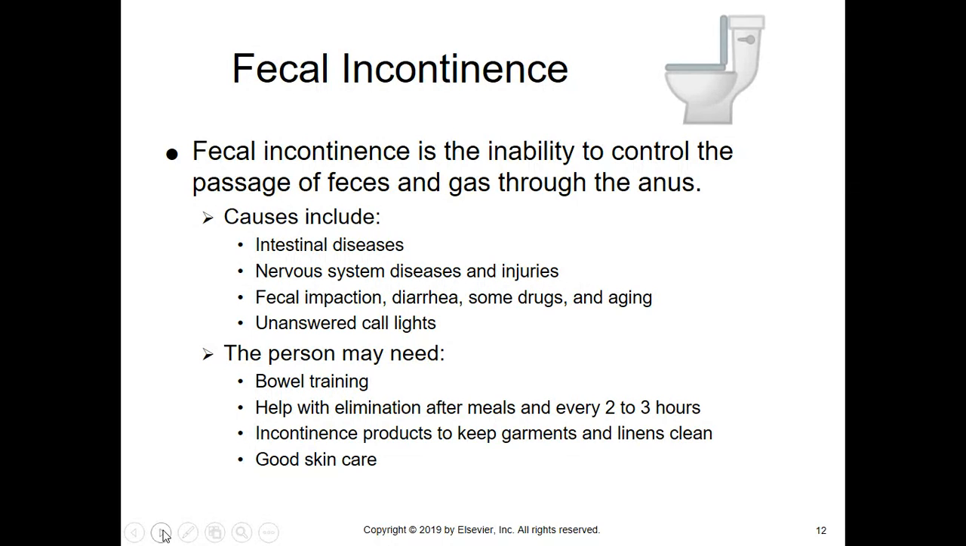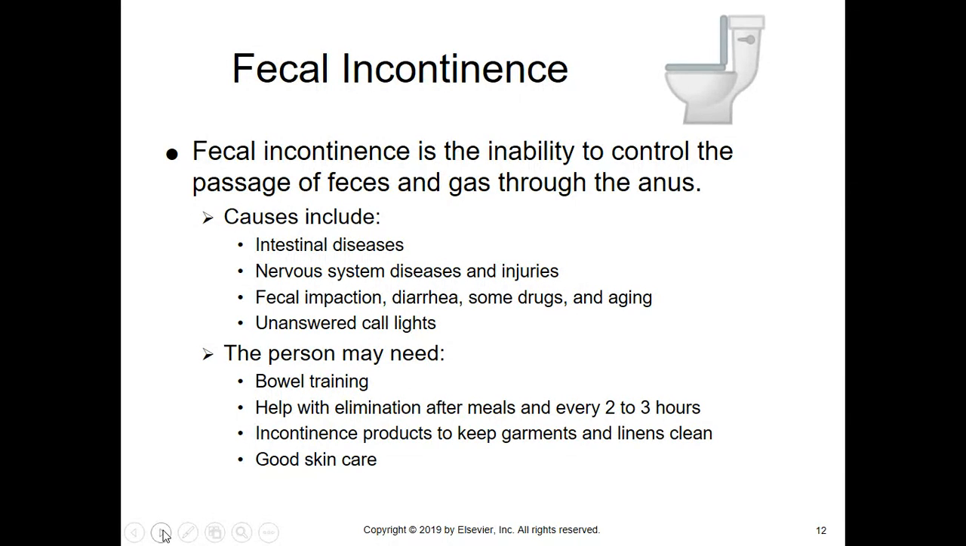Okay. It also could be from aging. Another one is unanswered call lights. They put the call light on, they need to go to the bathroom, and you guys or CNAs or nurse just neglects to answer the call light. And then the person has a bowel movement in their bed, or they try to get up to go to the bathroom on their own and they have bowel movement across the floor, or maybe they didn't make the toilet in time. So unanswered call lights is another reason why people can have fecal incontinence.